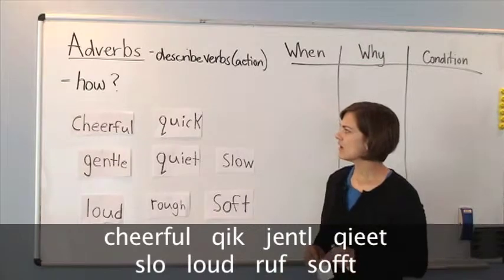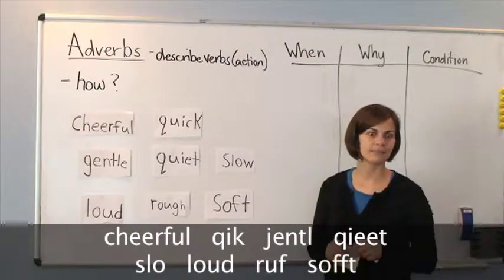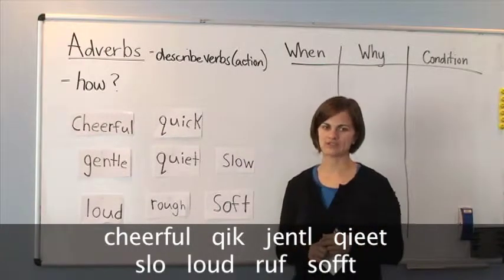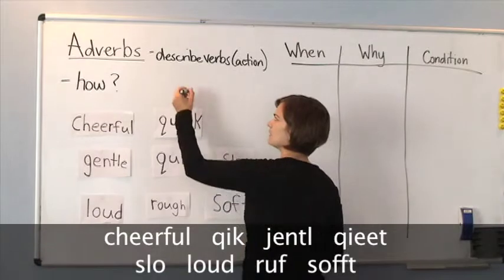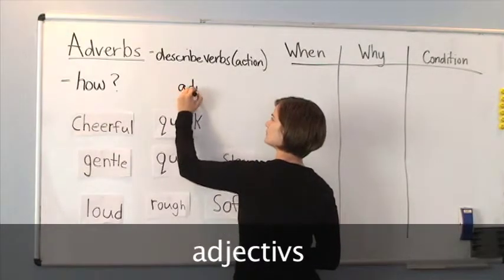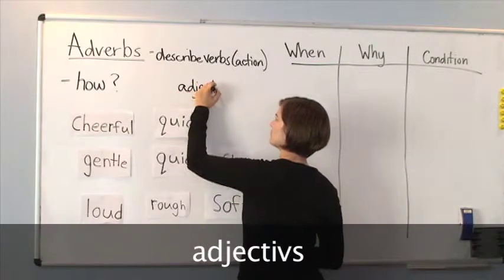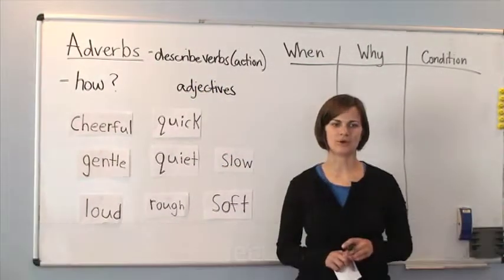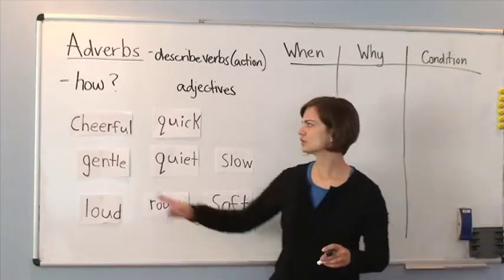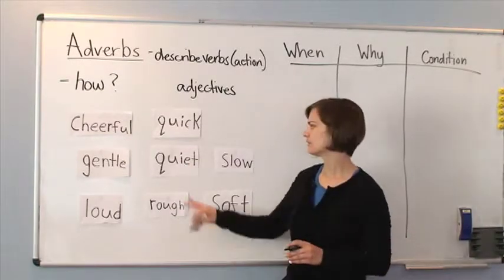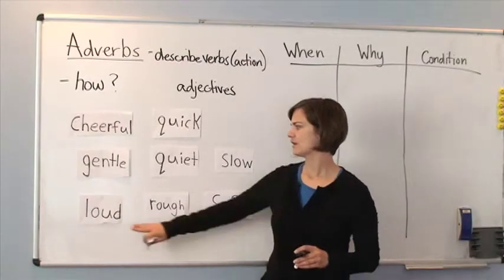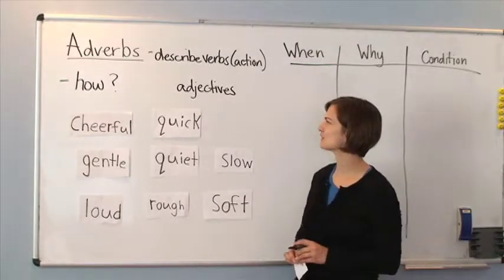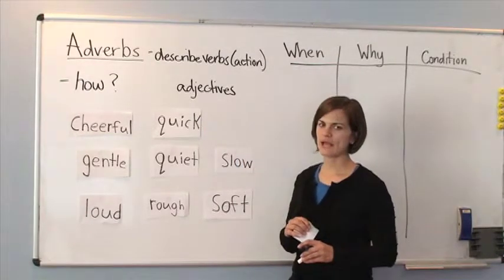Now, all of these words, before we add the special ending onto them, are what we call adjectives. I'm going to write that word out. We've looked at adjectives before. Remember, adjectives are words that describe nouns. So, the cheerful boy, the quiet mouse, the loud band. That was in our exercise yesterday. But watch what happens.